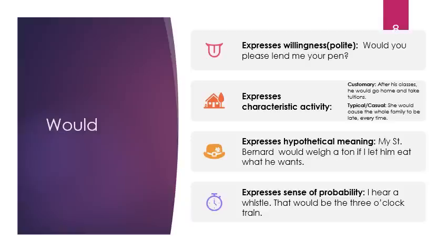Typical or casual: she would cause the whole family to be late every time. So that's a typical characteristic of somebody or something. Therefore, for those two cases, customary and typical, we may have the usage of would for expressing the characteristic activity of something or someone.